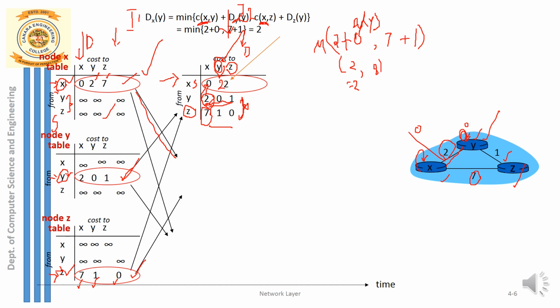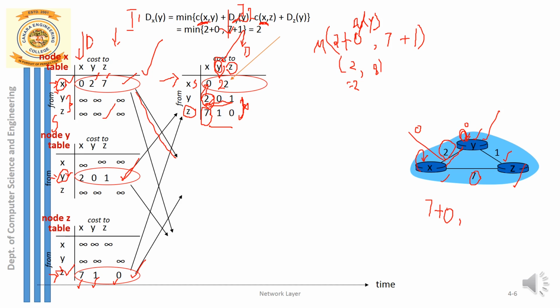Next we have the cost to reach from x to z. So how do I calculate the distance to reach from x to z? Here z is the destination now, and x is the source. So x to z, the distance is 7, and then you need to add that with the distance vector of z, that is z to z itself, which I have to take as 0. So 7 plus 0 is actually 7. You can also calculate over here and keep it ready.